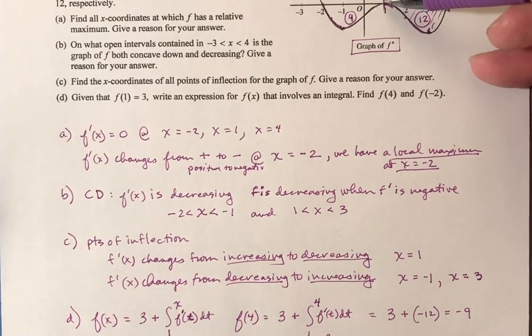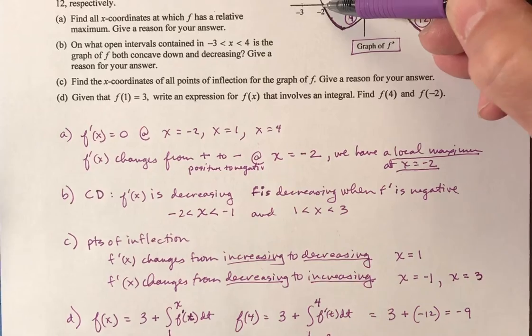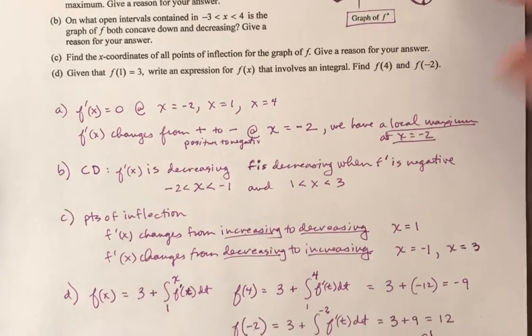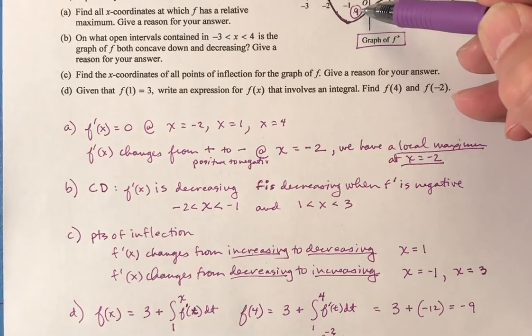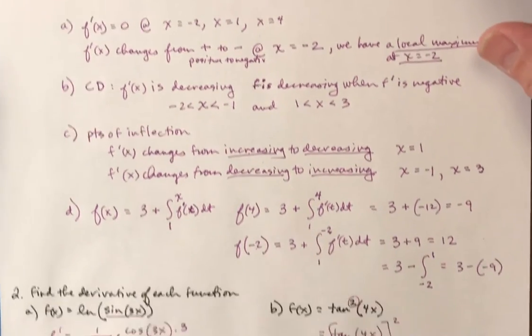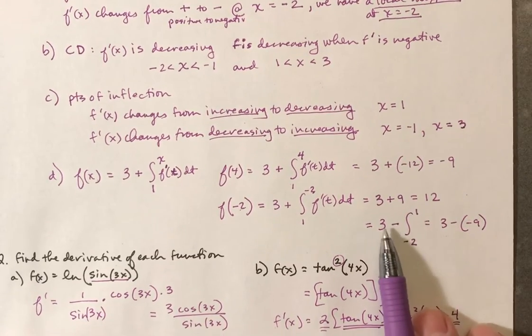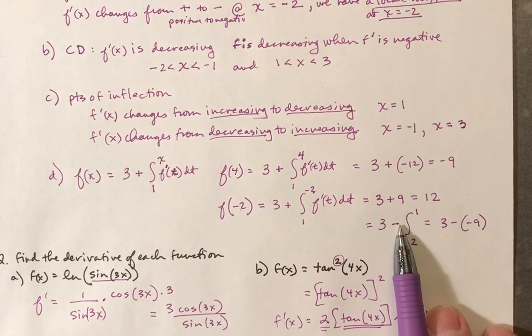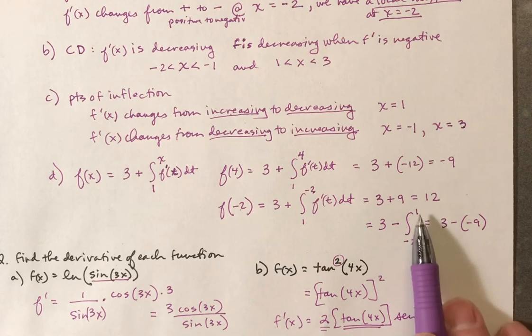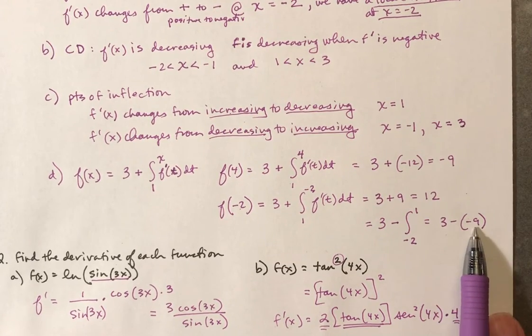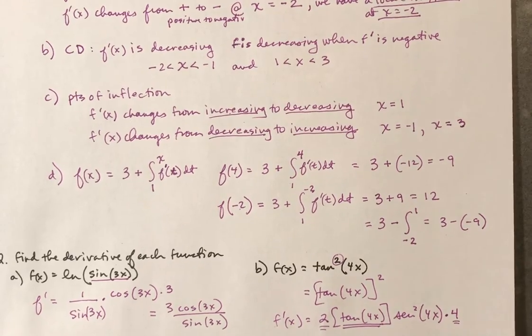But then when we integrate from 1 to -2, then this signed area is going to be positive. So I wrote this as 3 plus 9. You can also think of it as 3 minus the integral from -2 to 1. And that would give me 3 minus a -9. It's going to give me 12.